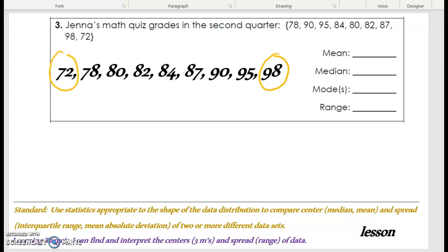Maximum minus minimum. So the maximum minus the minimum is 26. So the range for these grades was much larger than the range for the temperatures in Orlando, which means that the scores are more spread out, right? You had some low grades, you had some Bs, you had a really high A, a middle A, a low A, but the scores were pretty spread out. Okay, so a range of 26 means this data is more spread out than the other data.